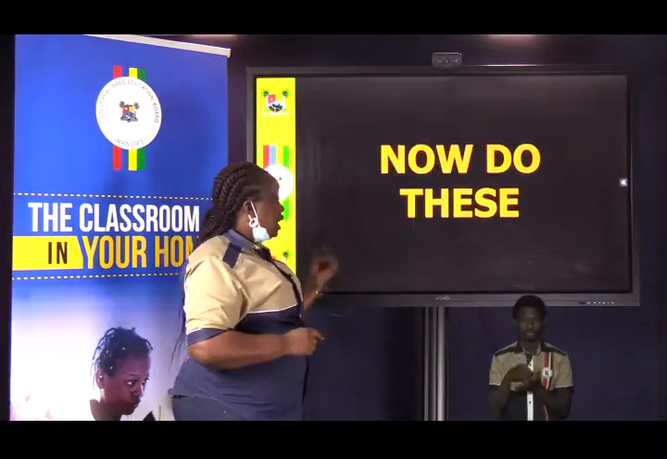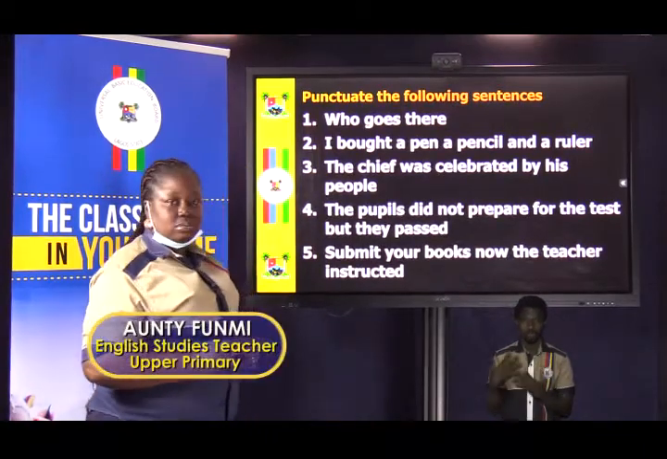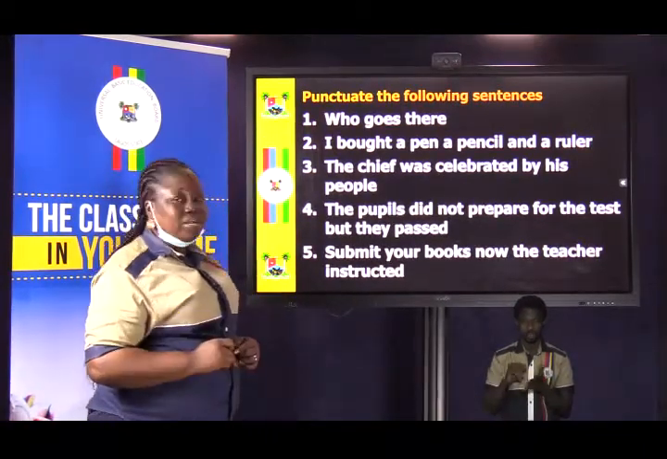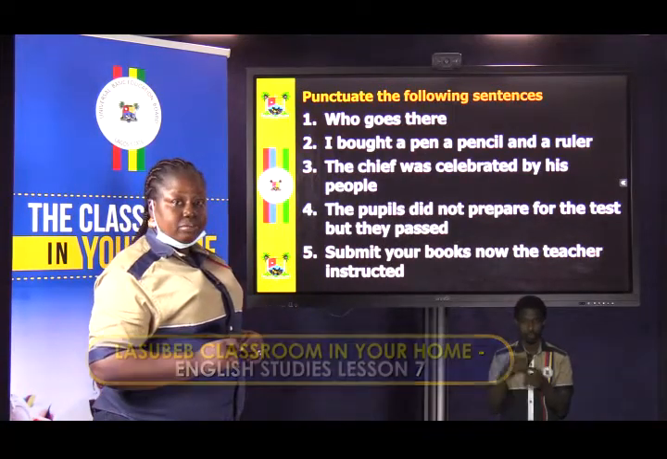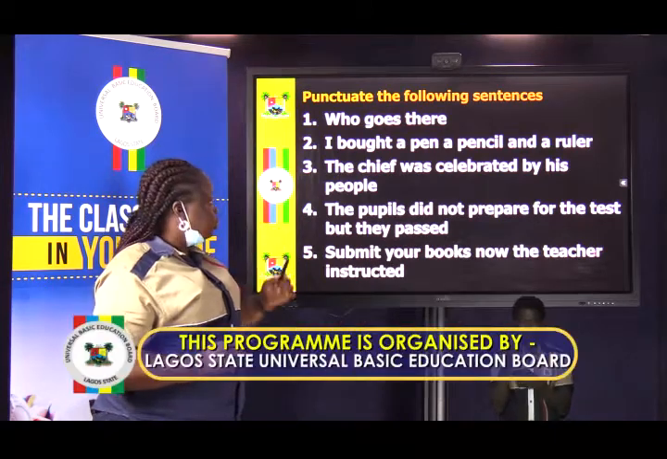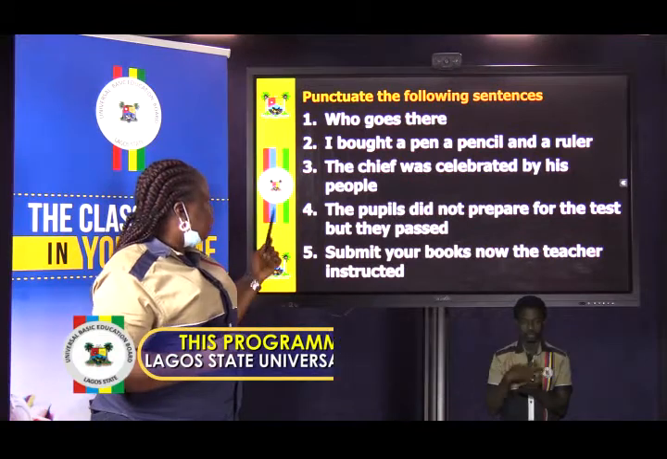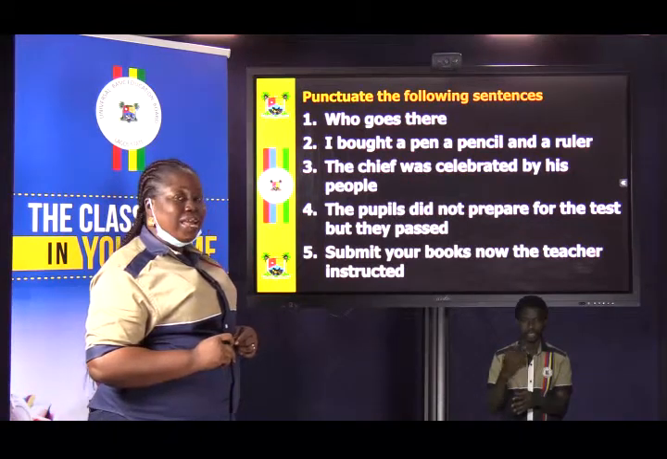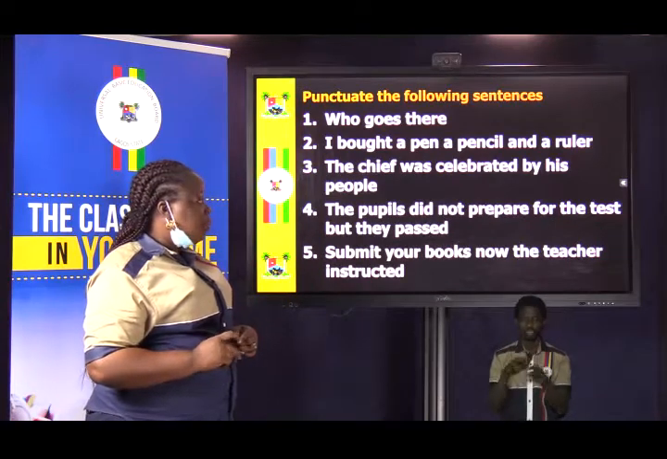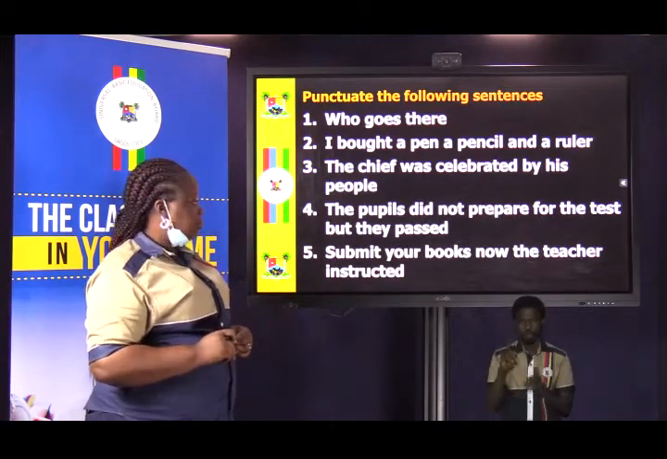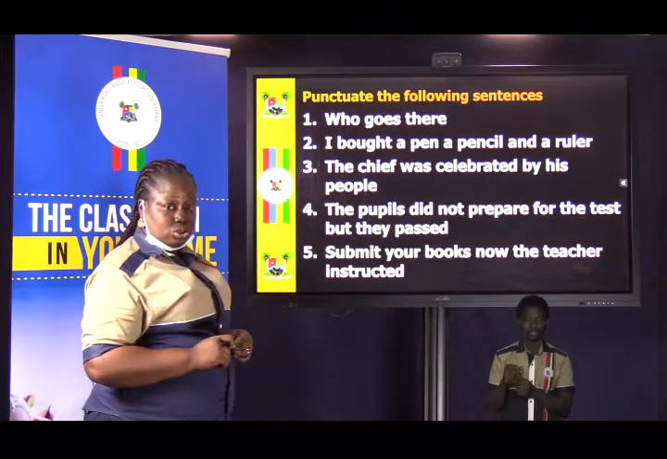So it's activity time. Punctuate the following sentences. Number 1, who goes there. 2, I bought a pen, a pencil, and a ruler. 3, the chief was celebrated by his people. 4, the pupils did not prepare for the test, but they passed. And 5, submit your books now, the teacher instructed.